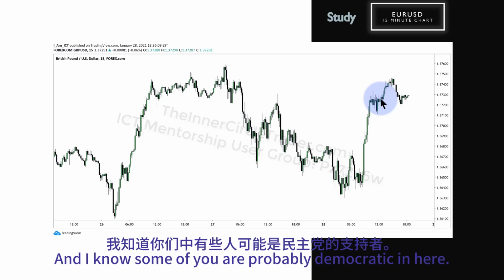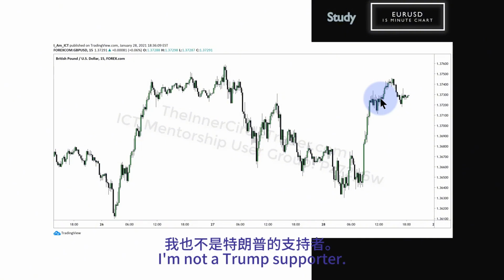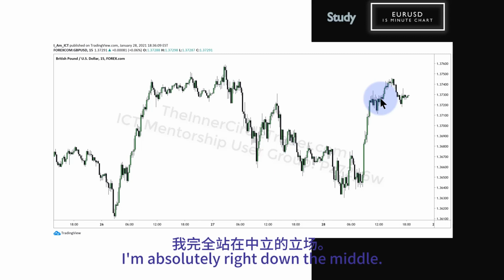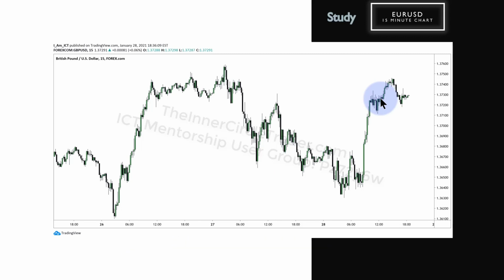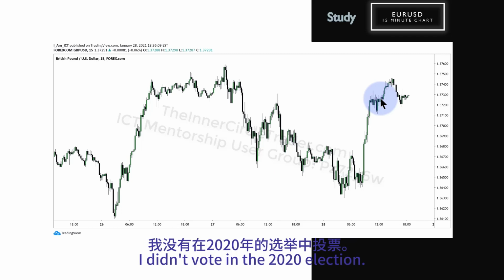And I know some of you are probably Democratic in here. I'm not a Biden supporter. I'm not a Trump supporter. I'm absolutely right down the middle. Okay, I didn't want either one of them. So I didn't vote in the 2016 election. I didn't vote in the 2020 election.